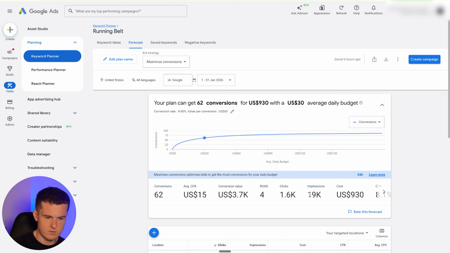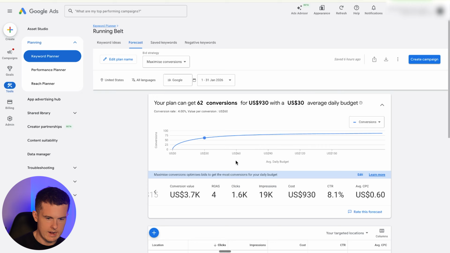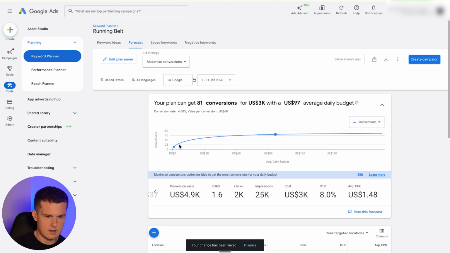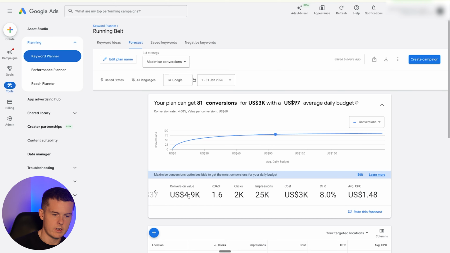We're going to get a ROAS of 4, and we are spending $930, CTR of 8.1%, and an average CPC of 60 cents. But you can see if we wanted to be more aggressive and say we wanted to spend $3,000 per month, that would be almost $100 in daily budget, then we would get a conversion value of 4.9k, and our ROAS goes down to 1.6.